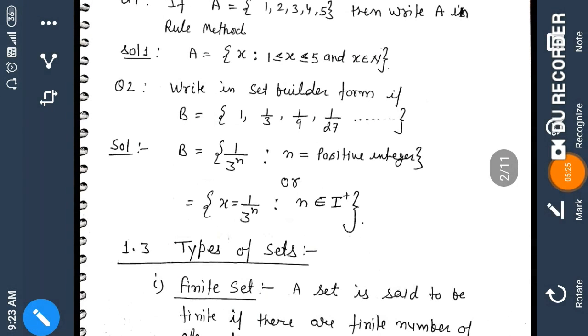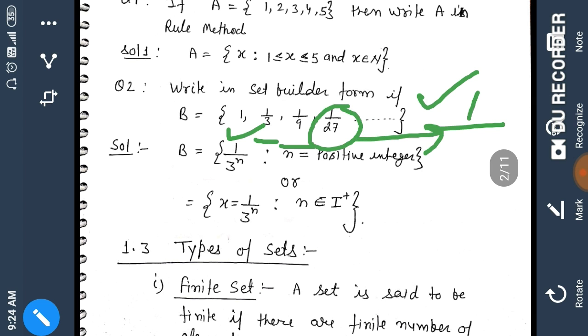Let's take another example. Example number 2. Write in set builder form B is equal to 1, 1 upon 3, 1 upon 9, 1 upon 27 and so on. Solution. Here B, look carefully, this is 1, this is 1 upon 3, this is 1 upon 9, and 1 upon 9 can be written as 1 upon 3 to the power 2, this is 1 upon 27, and 1 upon 27 can be written as 1 upon 3 to the power 3.